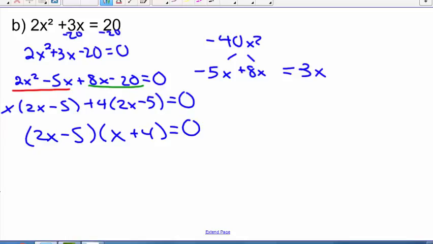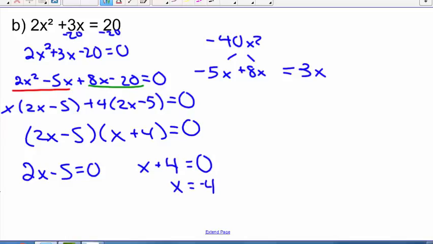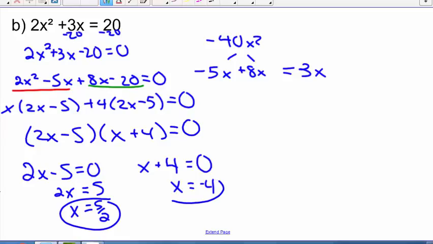So now, the key, I have two things that are multiplied to be 0. So either 2x minus 5 equals 0, or x plus 4 equals 0. I solve each of them. For the right one, I get x equals negative 4. For the left one, I'm going to add 5 to both sides, divide by 2, and get x equals 5/2. Nice short lesson for us today here.